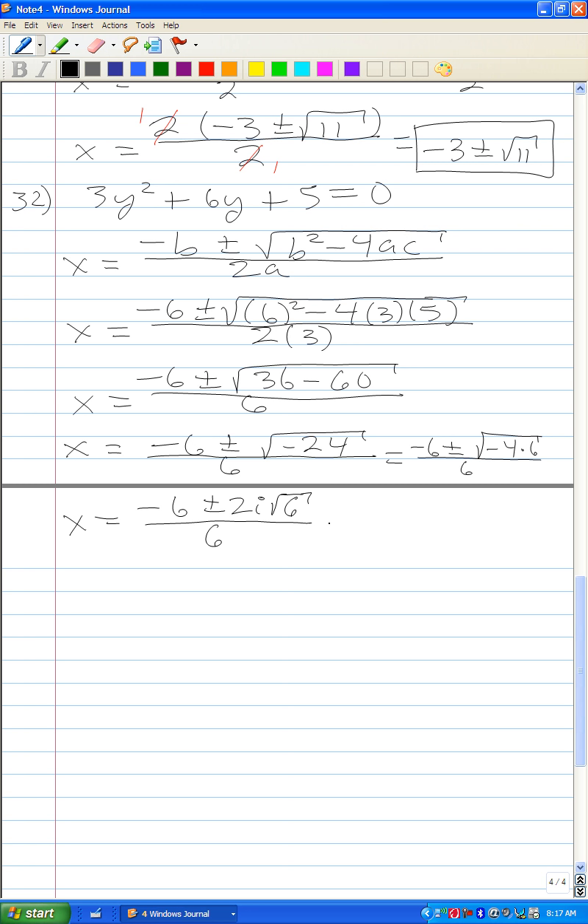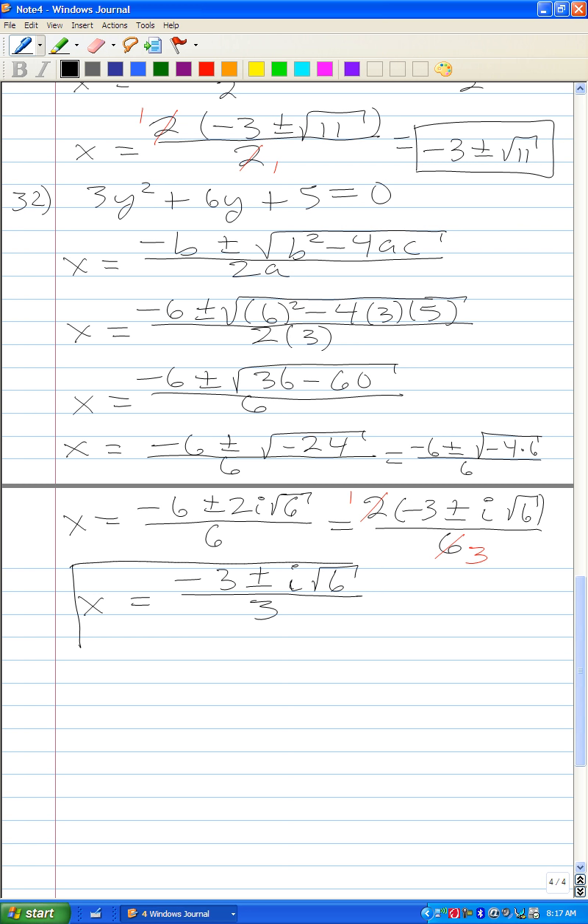I can factor out 2 from the numerator. So 2 times negative 3 plus or minus i rad 6 over 6. Let me cancel. So 6 divided by 2 is 3. And so x is equal to negative 3 plus or minus i rad 6 over 3. And that is your answer.